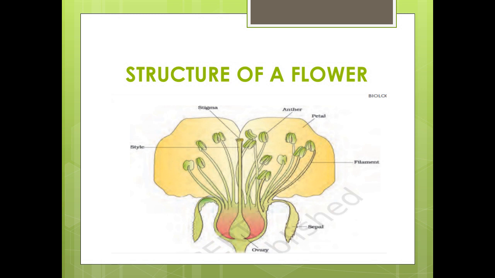Androecium is the male part of the flower represented by the stamens. Each stamen is made up of a slender filament which supports the anther. Anther produces the pollen grain. Gynoecium is the female part of the flower represented by pistil. Pistil consists of a basal swollen portion called the ovary from which a slender style arises. At the tip of the style is the stigma.